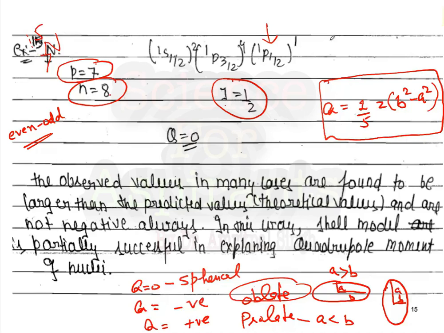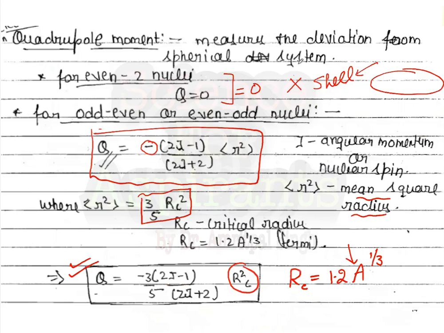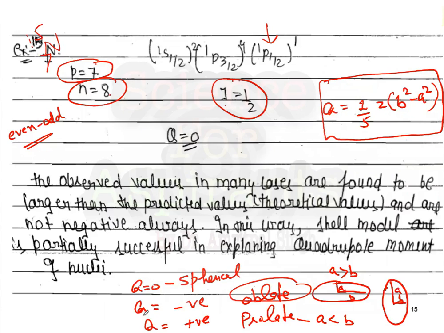And using the previous formula, when we put the value of J equal to 1/2, the value of Q comes out to be 0. Now when Q comes out to be 0, it should be a completely spherical nucleus according to the shell model. But it has been observed that this is not a spherical nucleus. So these are some of the limitations of the shell model.